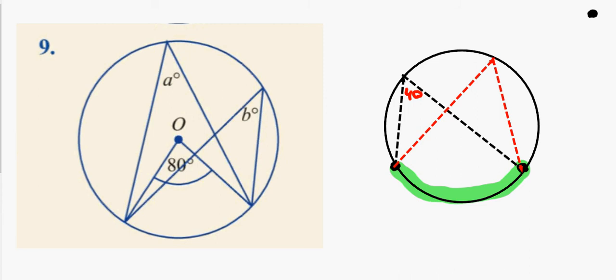Why is it 40? Yeah, it's standing on the same arc. It's standing on the minor green arc, isn't it? And both points are on the circle.